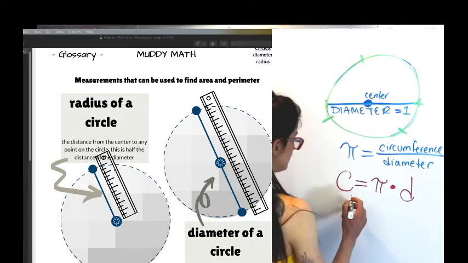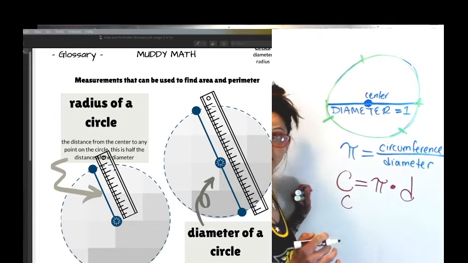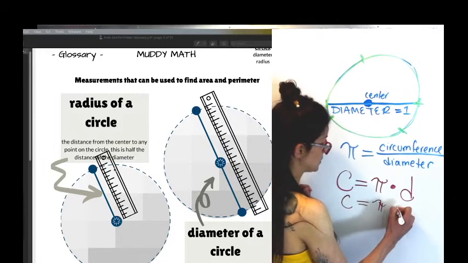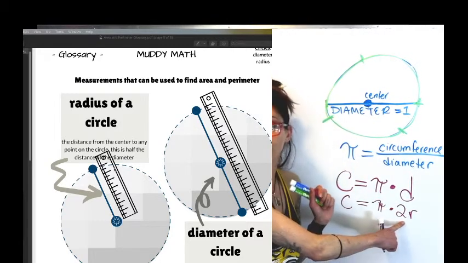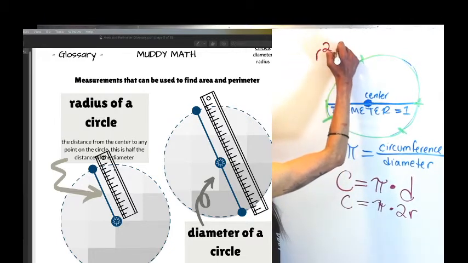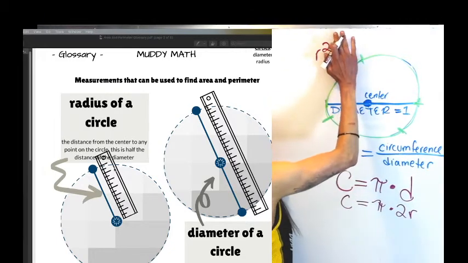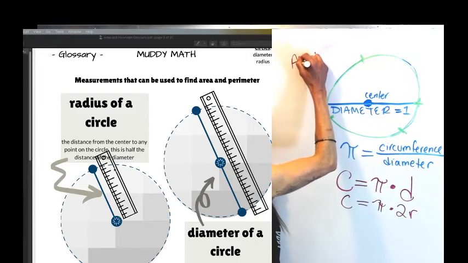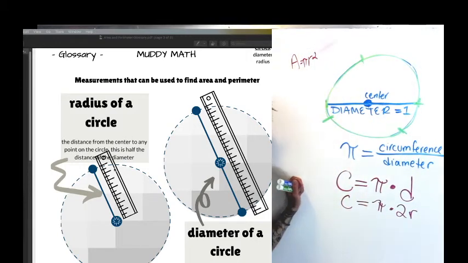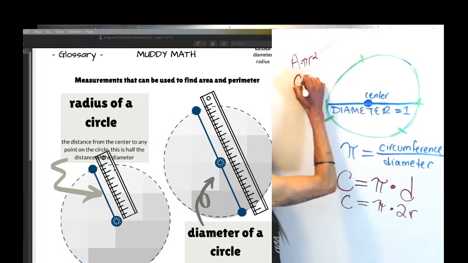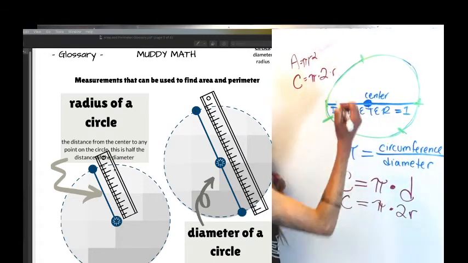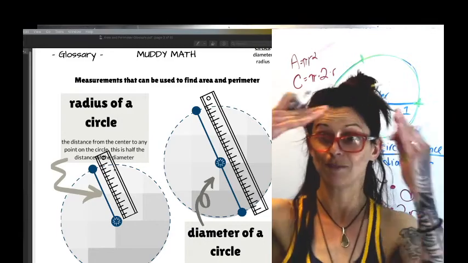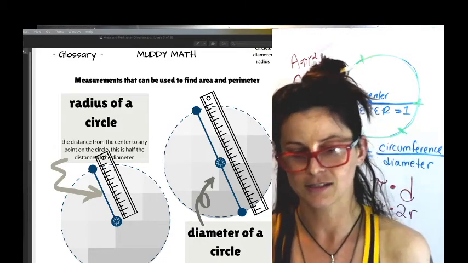And since we know the diameter is twice the radius, or the diameter is double the length of the radius, we could also say the circumference equals pi times 2r. That's different from r squared. R squared is for area. Area equals pi r squared, multiplying r times itself. Circumference is pi times twice r. Okay, those are very similar. R squared means multiplying r by r to get a little square. 2r is just doubling the radius. Okay?